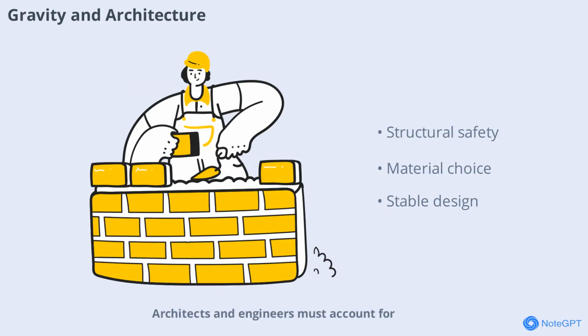Architects and engineers must account for gravity when designing buildings and structures. Gravity determines how much weight a structure can support and influences the choice of materials. Skyscrapers, bridges, and even homes are built to withstand gravitational forces. Understanding gravity ensures that structures are safe, stable, and long-lasting.